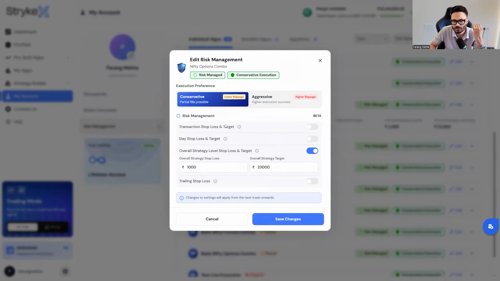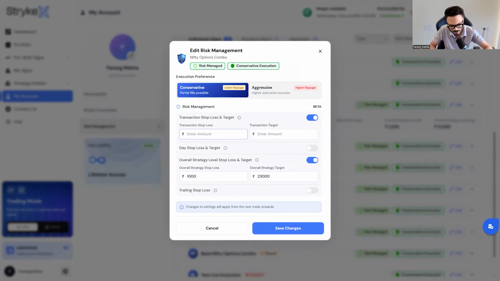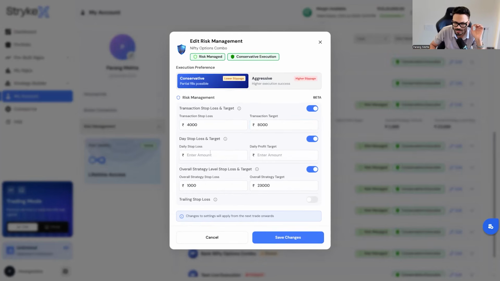And then it'll ask me for risk management. So I can enter my transaction level stop loss and target. Let's say I don't want my loss in one transaction to exceed 4,000. And as soon as it hits 8,000, I want to book profits. If I want to have a day level stop loss of, let's say, 7,500 rupees and a day level profit target of 15,000 rupees, I can do that. And then I can have an overall strategy level stop loss of, let's say, 1 lakh rupees and a strategy level target of, let's say, 2,50,000 rupees. I can even set this up.